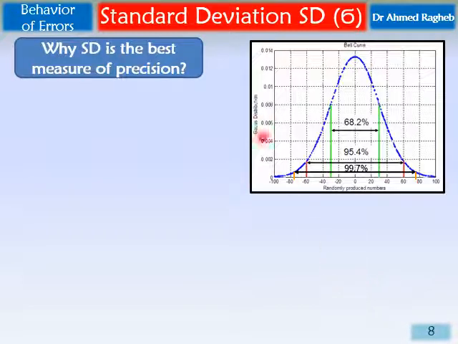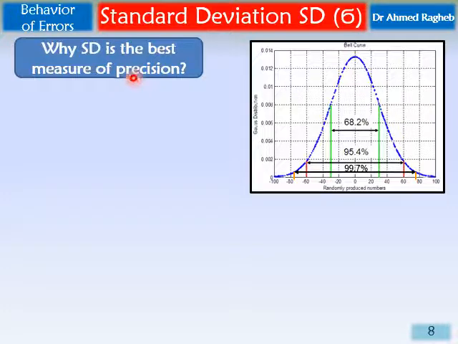Let's go now to the standard deviation. The standard deviation is a measure of precision, and now we're going to differentiate between precision and accuracy, and I will stress on precision, and then I will mention the difference between the precision and accuracy. Standard deviation, sigma, is a measure of how far the observations deviate from the mean value. This is the definition that you can understand what we call the standard deviation.